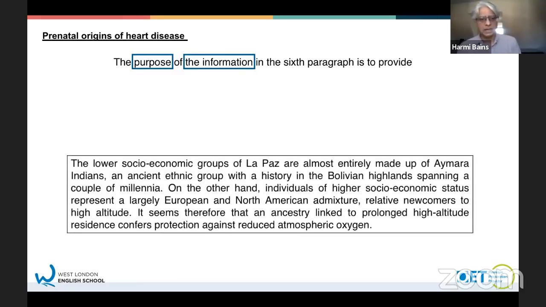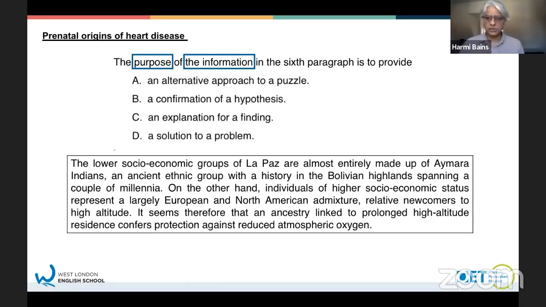This is the paragraph. It says here, the lower socioeconomic groups of La Paz are almost entirely made up of Aymara Indians, an ancient ethnic group with a history in the Bolivian highlands spanning a couple of millennia. On the other hand, individuals of higher socioeconomic status represent a largely European and North American admixture, relative newcomers to high altitude. It seems, therefore, that an ancestry linked to prolonged high altitude residence confers protection against reduced atmospheric oxygen. Okay, these are the answer options. If you want to take a few seconds just to read through these, feel free to type your answers into the chat.